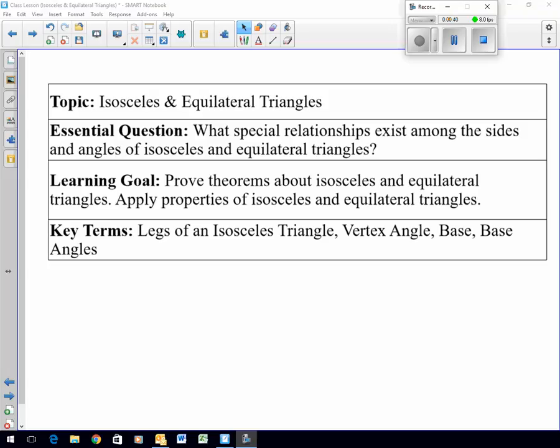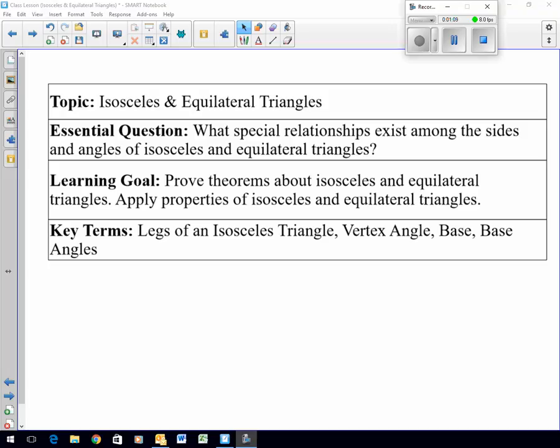Key vocab to get down today: the legs of an isosceles triangle, a vertex angle, a base, which refers to the base side, and then there's also another thing called the base angles that we will talk about. A couple more minutes to write this down. Wait, I'm on the last one. Okay, we'll come back to it later on.